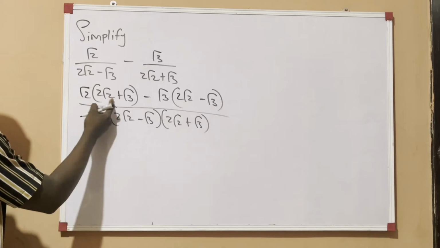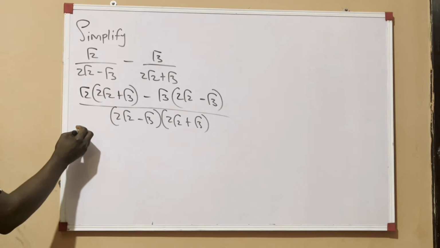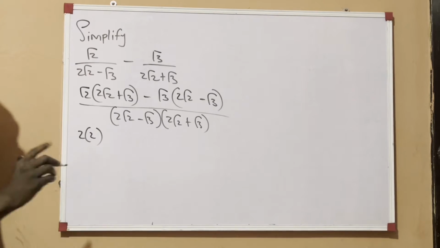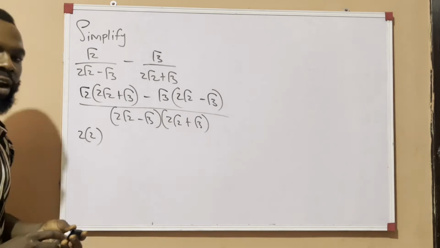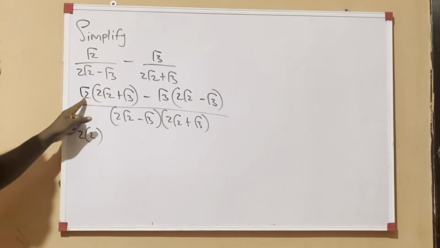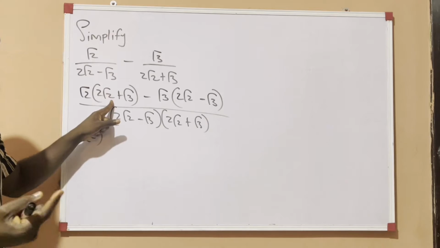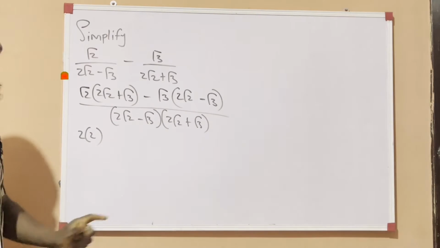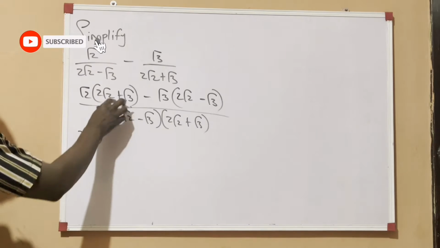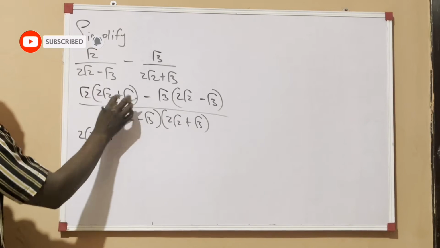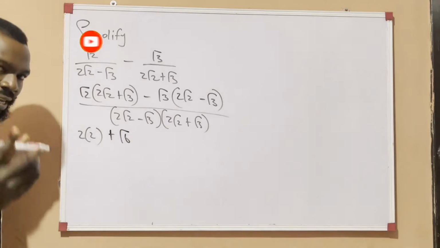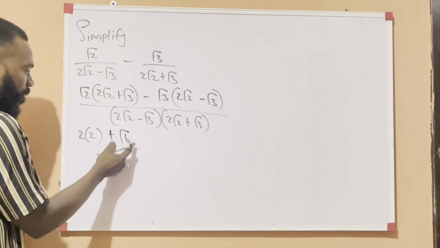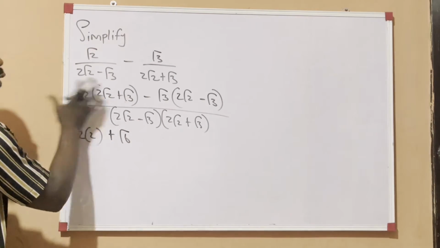Now, root 2 times root 2 will give us 2. How did I get 2? Root 2 times root 2 is root 4, but the square root of 4 is 2. This 2 is the 2 that is outside; it doesn't change. Now, plus root 2 times root 3 gives us root 6. How did I get 6? 2 multiplied by 3 gives us 6. Simple. Now, we have opened the first bracket.